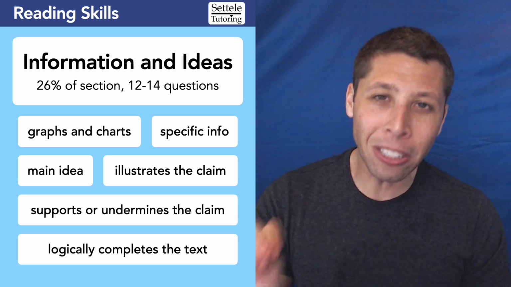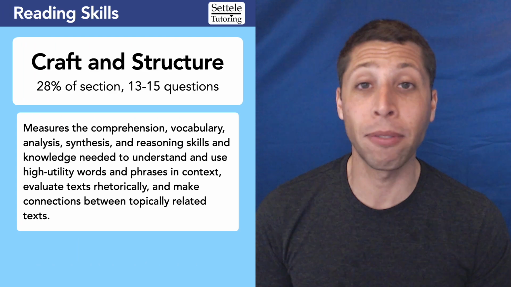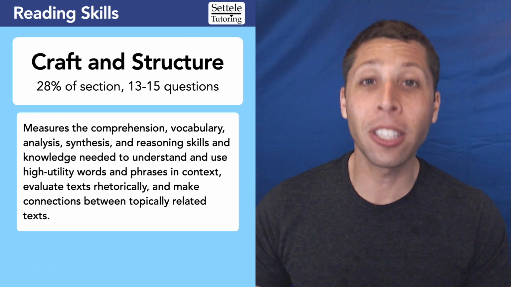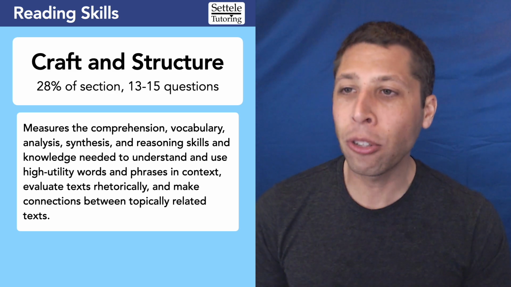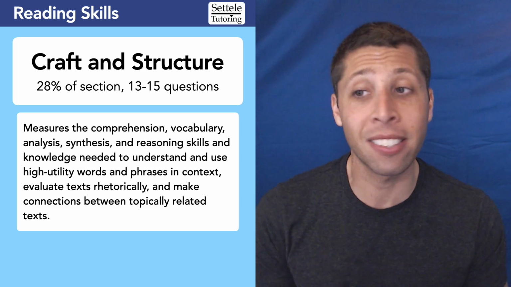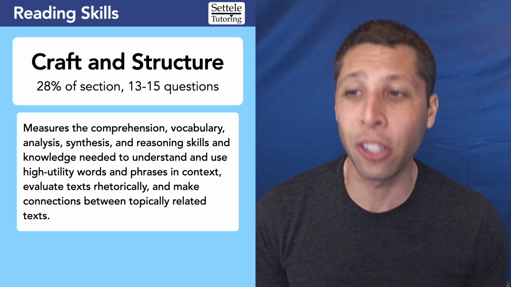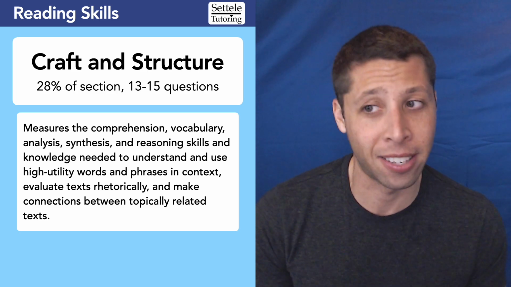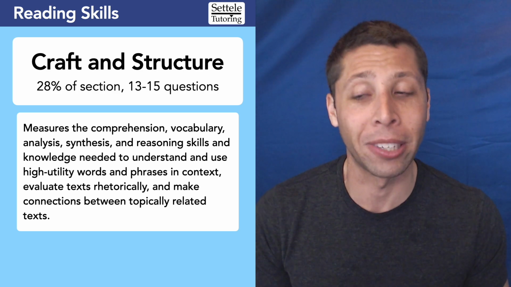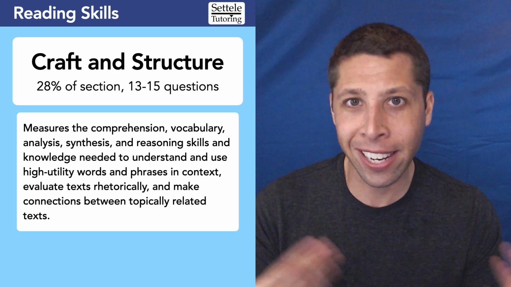But there's a little confusion here because the next category of craft and structure questions also includes some passage questions. So again, let's look at the College Board's terrible description. Craft and structure measures the comprehension, vocabulary, analysis, synthesis, and reasoning skills and knowledge needed to understand and use high utility words and phrases in context, evaluate texts rhetorically, and make connections between topically related texts. So again, you got a lot of that there.